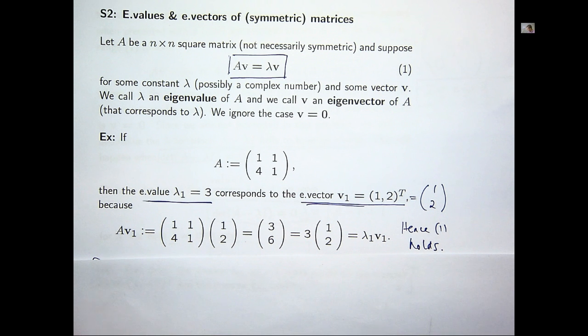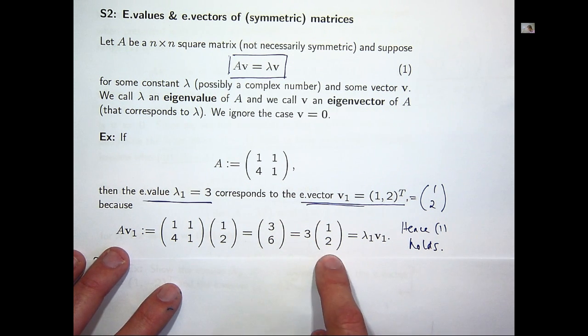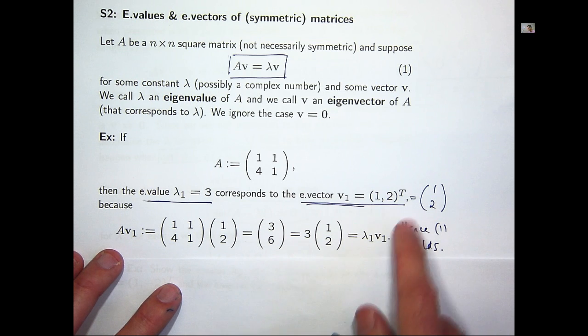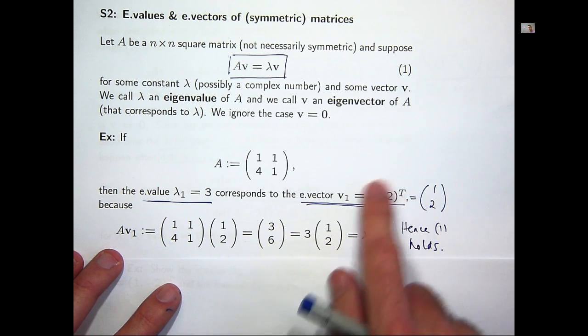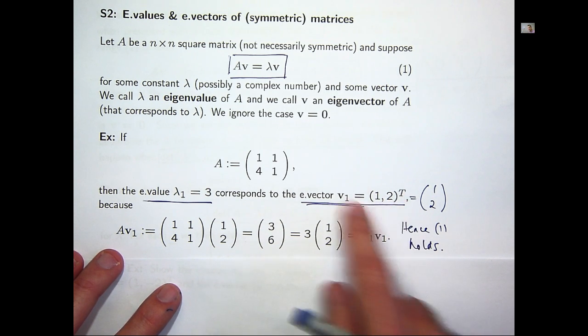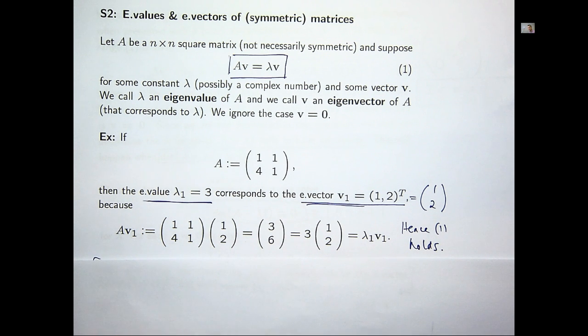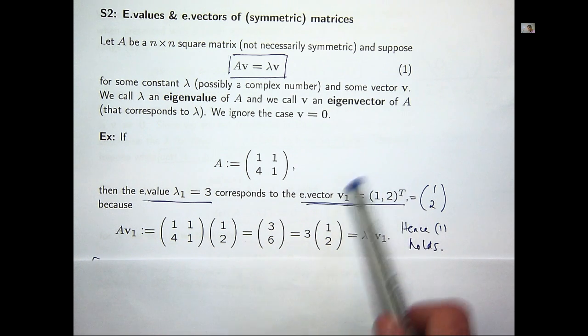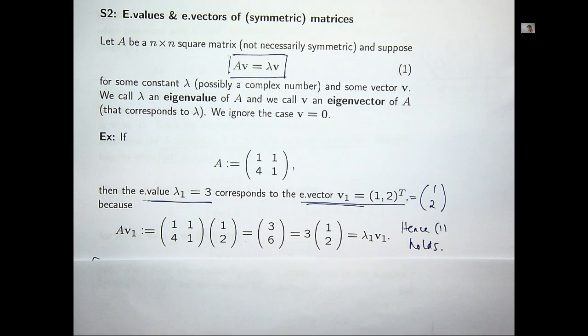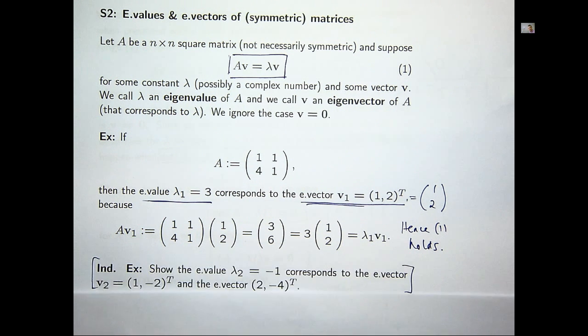Now, you can also see that if I just multiplied this vector by, say, 2, then that would also correspond to this eigenvalue. So any non-zero multiple of an eigenvector is also an eigenvector.